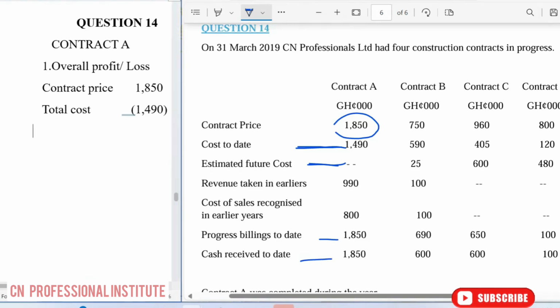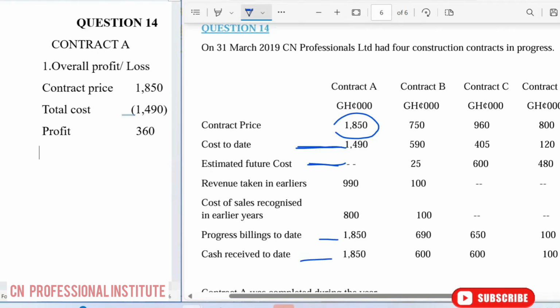Okay. So you realize that we have profits, but we have overall profits, right? So this contract is not onerous. So when you deduct, you get 360. So we have 360 as our total what? Profits. Are you following? Very good.